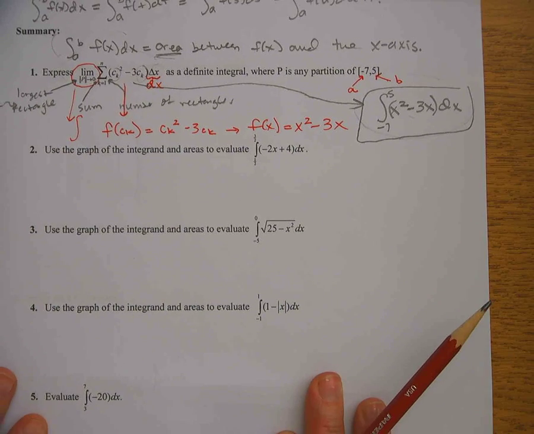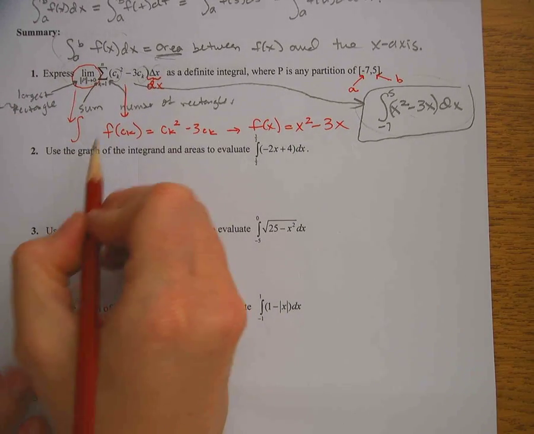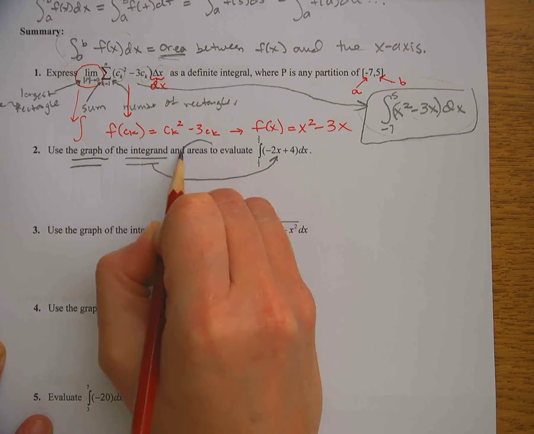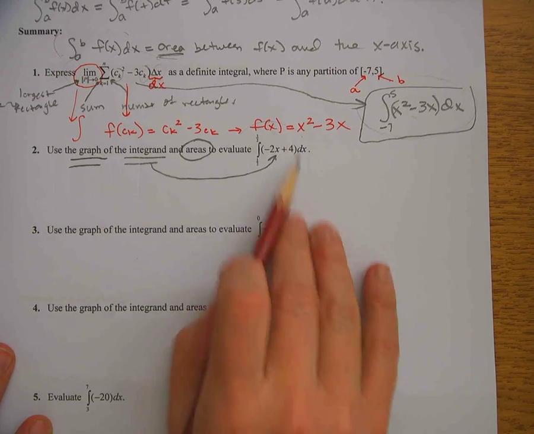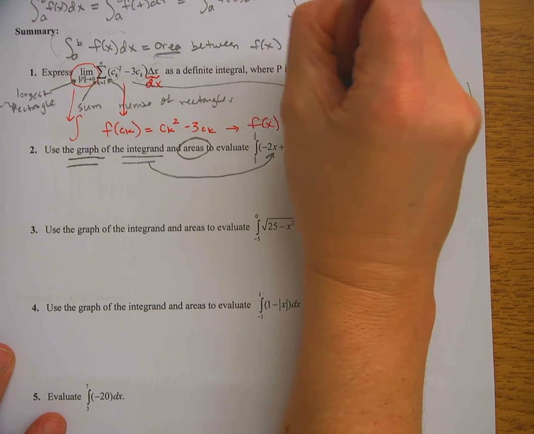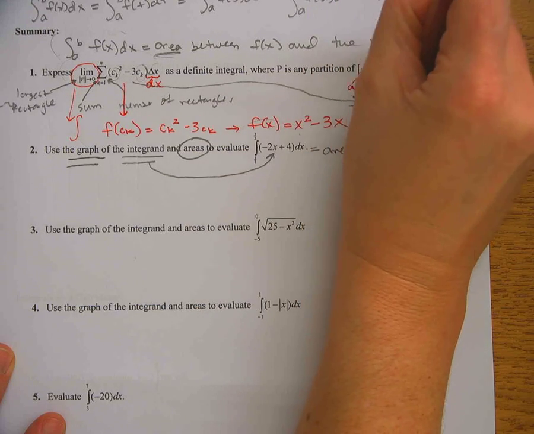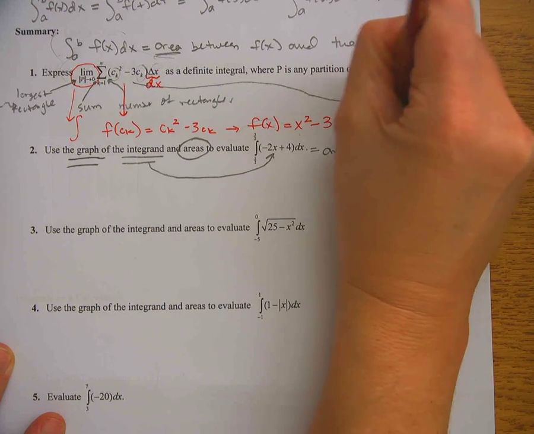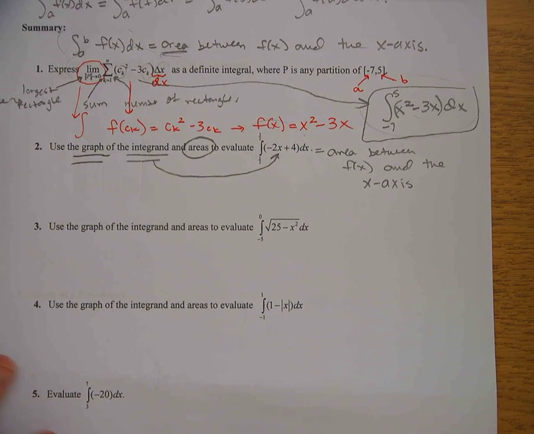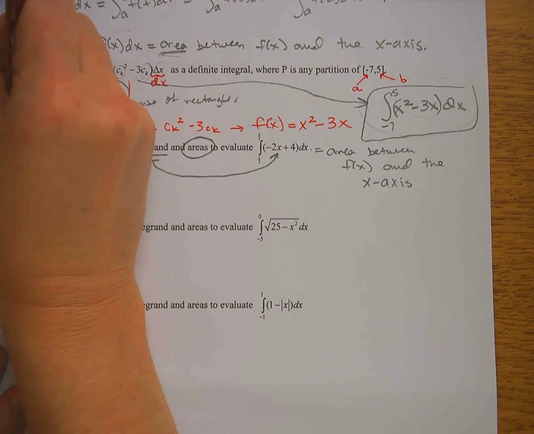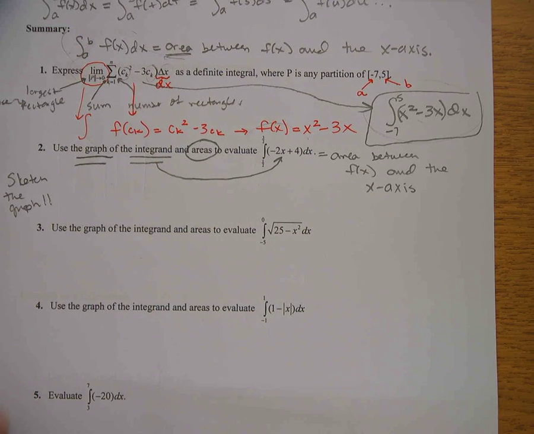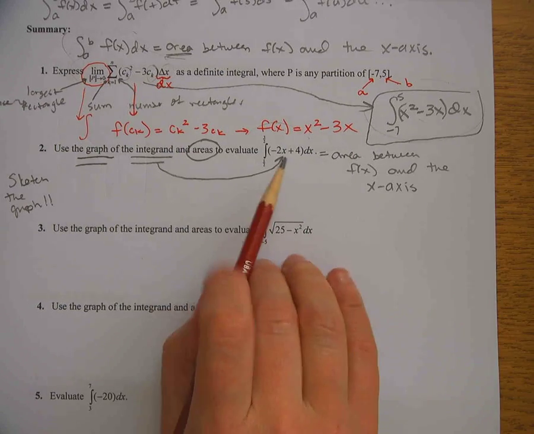Example 2, notice the wording. It says use the graph of the integrand, which is the function inside, and areas to evaluate this integral. So remember, this means the area between f of x and the x-axis. Okay, so I need to first sketch the graph. This is where all that pre-calc comes in handy. So if you still have it, you should bust out your function books or your cosmic catalogs from last year, because you got to know how to graph that.